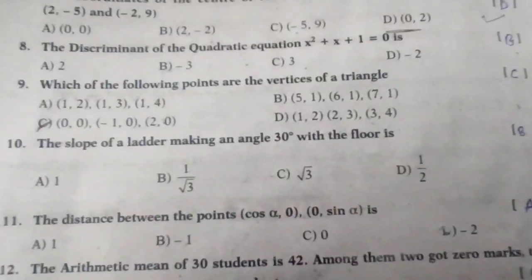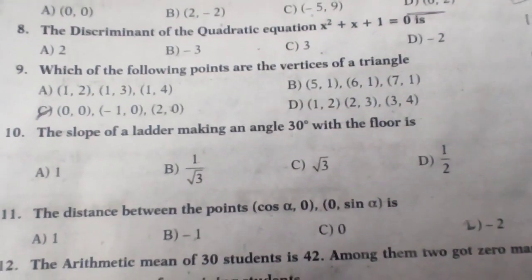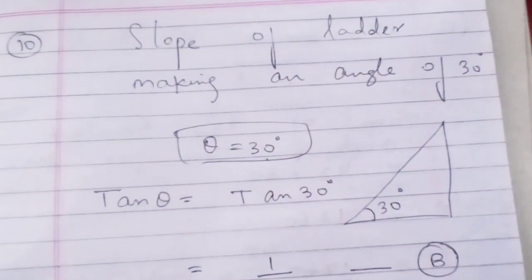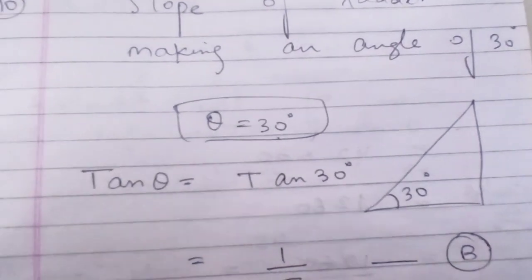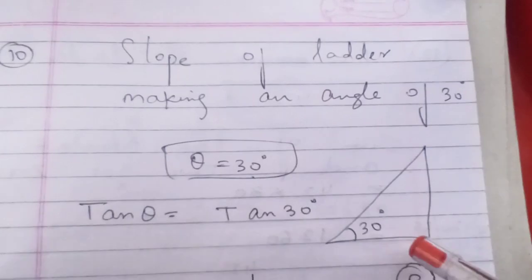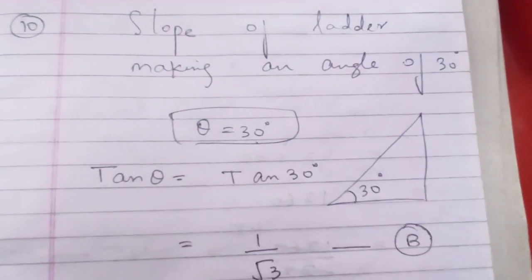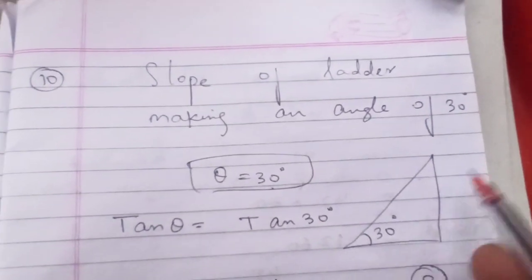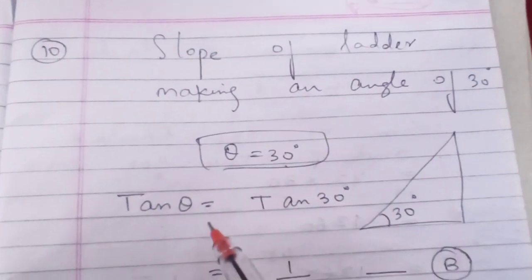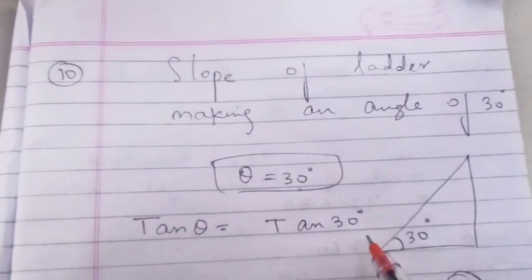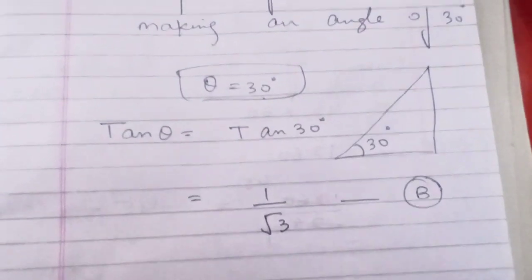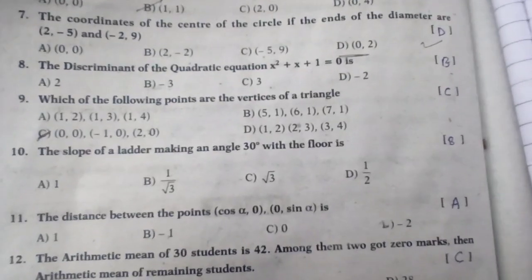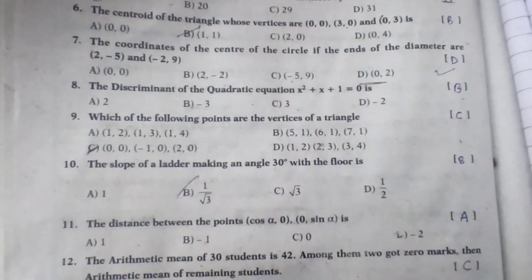Next. Yes, 10th one. The slope of a ladder making an angle 30 degree with the floor is. See here, this is what? Slope of ladder making an angle of 30 degree. So there is a formula tan theta. Okay, slope of ladder like this. So theta is given 30 degree. Tan 30 is what? 1 by root 3. So B is the answer. So option B is correct. 1 by root 3.